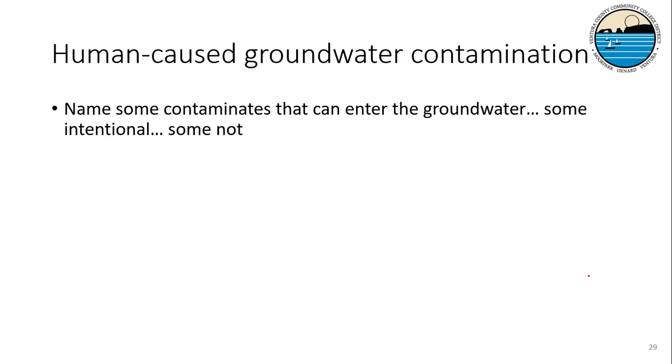So now that we've talked about withdrawing all of this water, let's talk about contamination. So human-caused groundwater contamination. Let's think about some contaminants that can enter the groundwater, some that may be intentional and some maybe not. What do you think? You've probably heard about some groundwater contaminants in the news, or you might see little alerts about contaminants and how you might have to boil your water or not drink from certain sources for a little while.